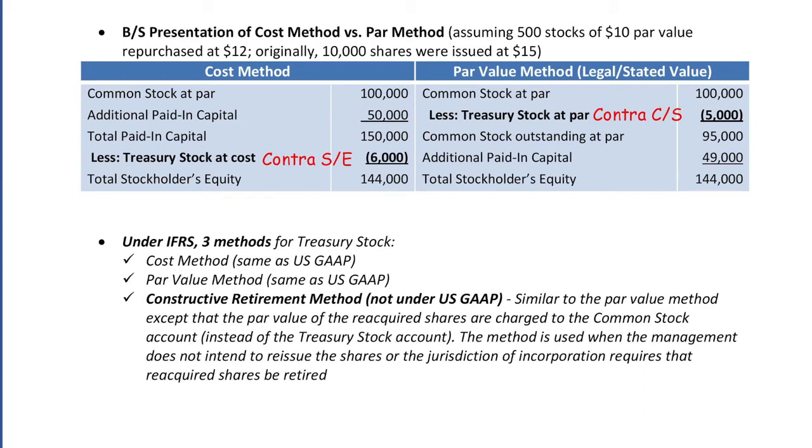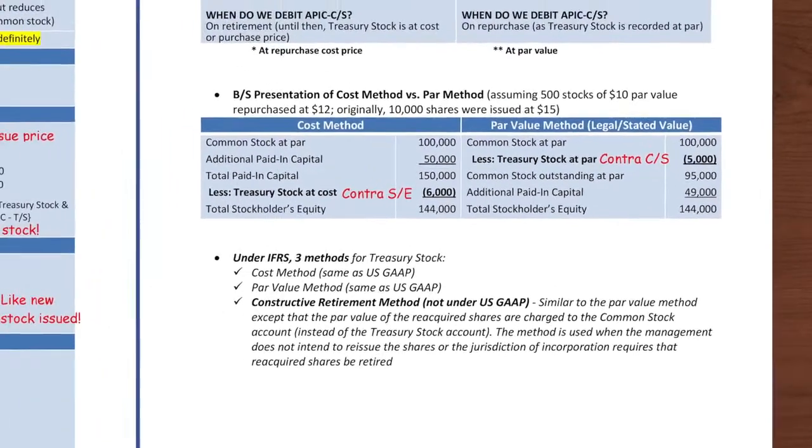Now one more thing that we need to note here is under IFRS, you not only have these two options of cost method or par value method, you have a third option called the constructive retirement method, which is not allowed under US GAAP. Now this constructive retirement method is similar to the par value method, except that the par value of the reacquired shares are charged to common stock account instead of the treasury stock account. Now this method is used when the management does not intend to reissue the shares, or the jurisdiction of incorporation requires that reacquired shares be retired.